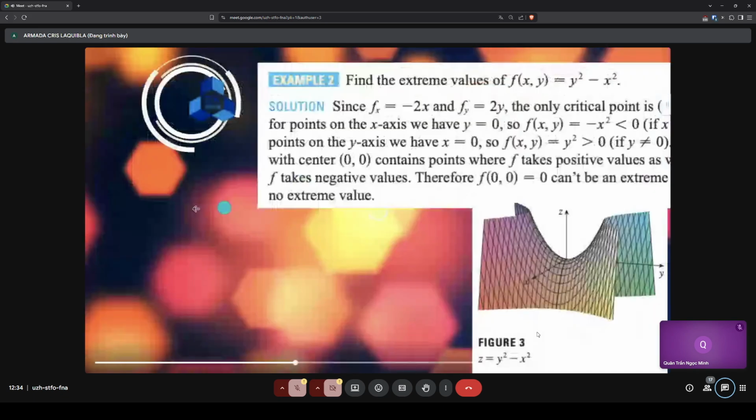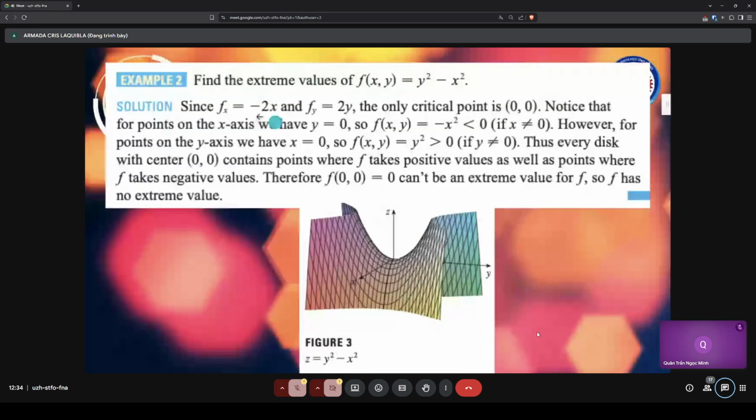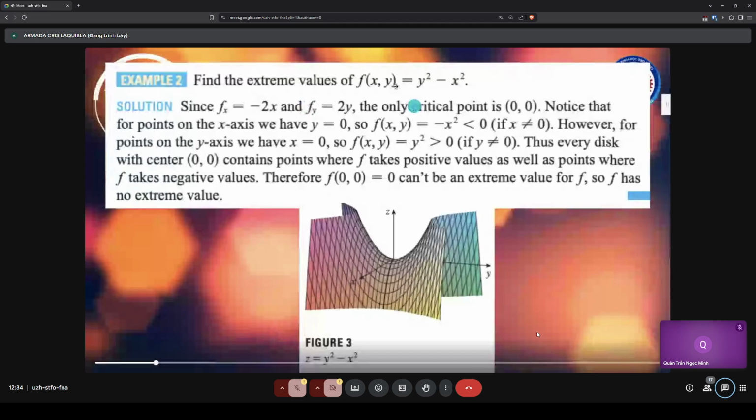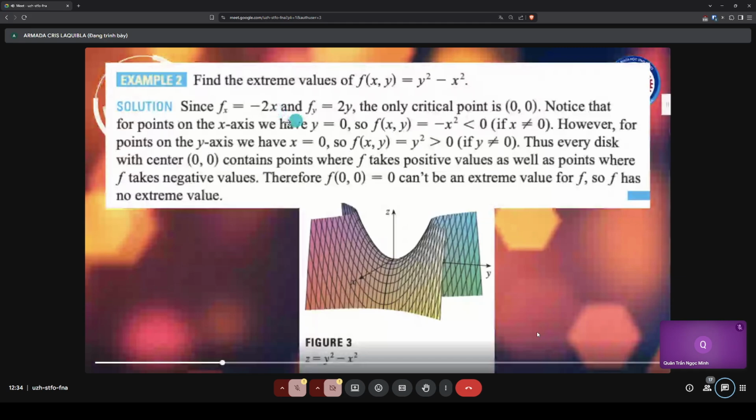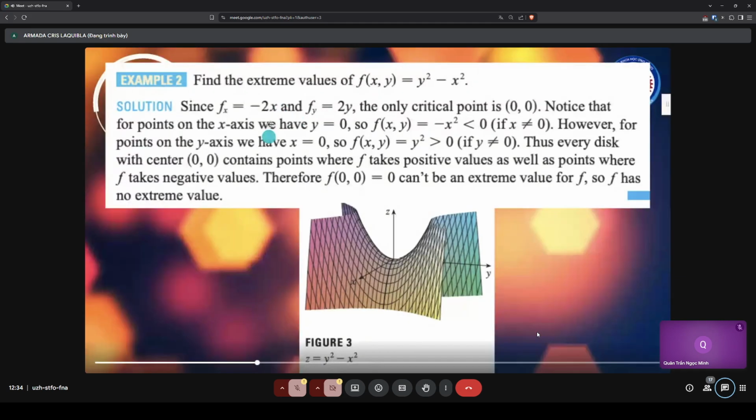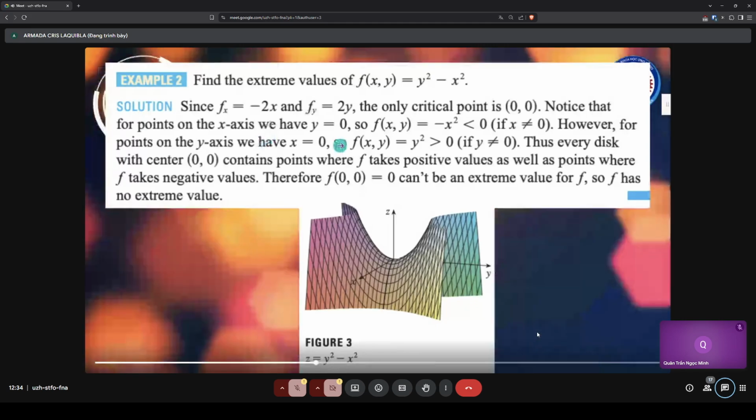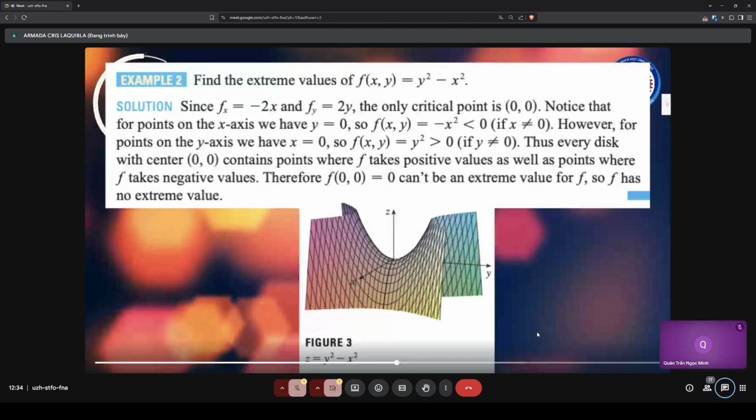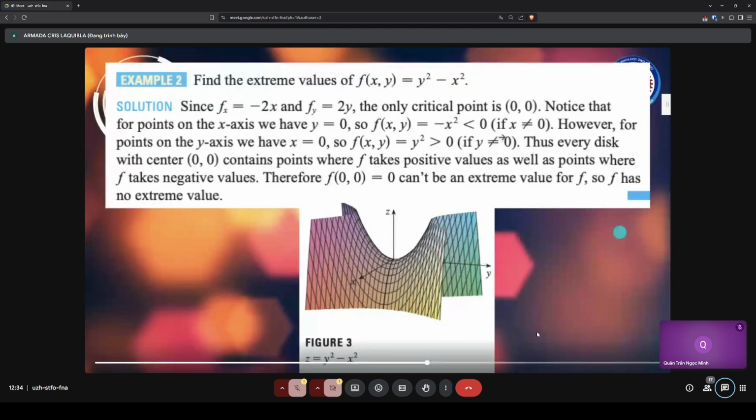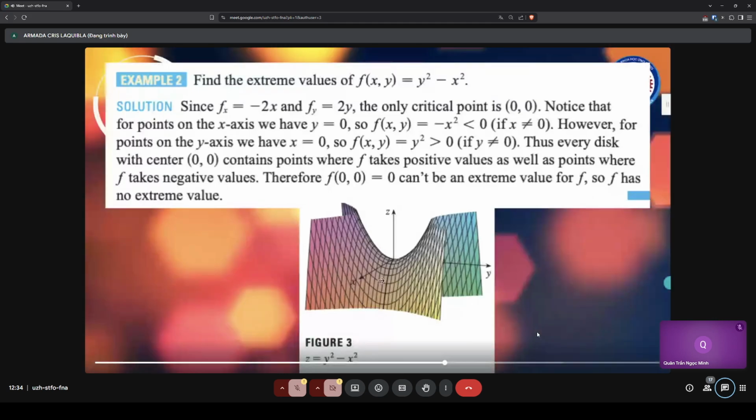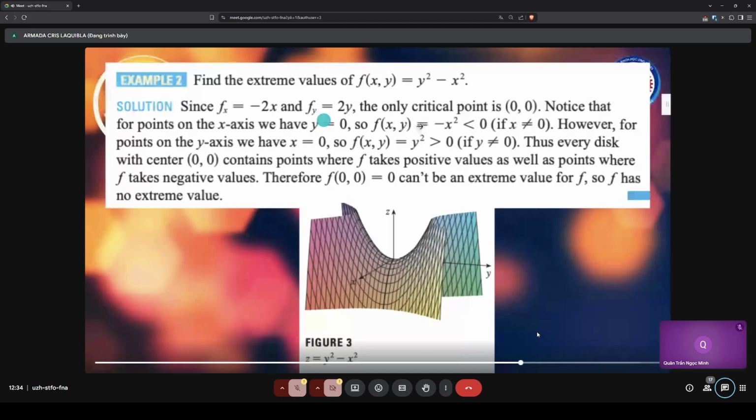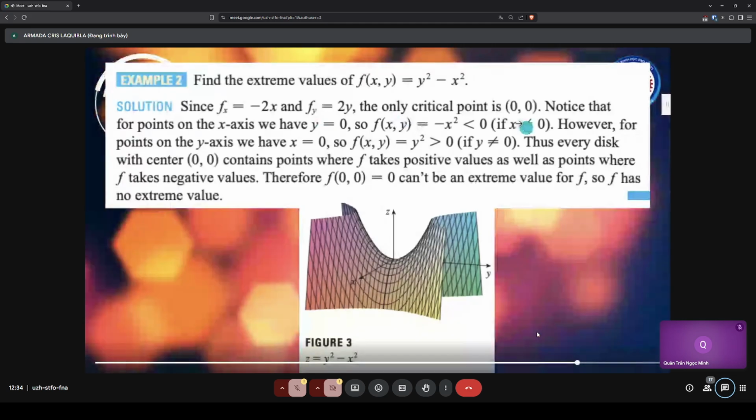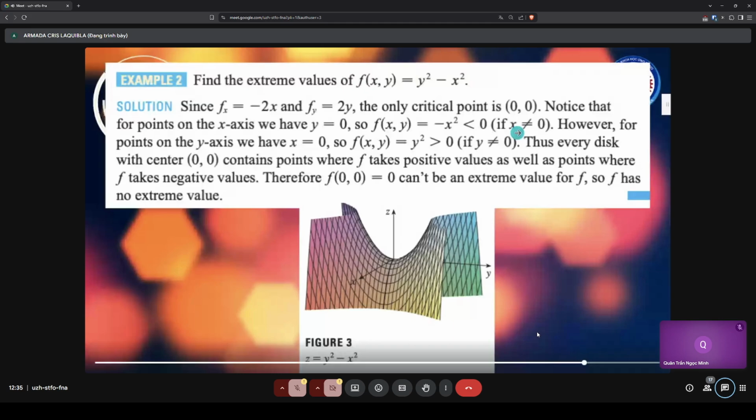That is why we solve fx and fy first. So equate that to 0, equate that to 0. Then here, if you solve the x, divide negative 2 on both sides. So your x becomes 0. Here 2y is equal to 0, so divide 2 on both sides. Your y is still 0. Now the only critical point is 0, 0 that we can get from those equations, from fx and fy.